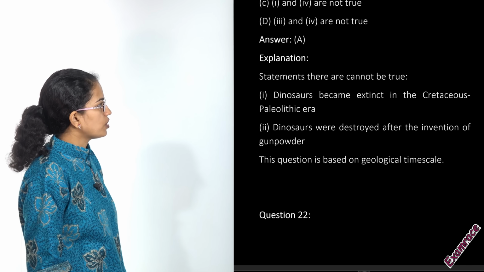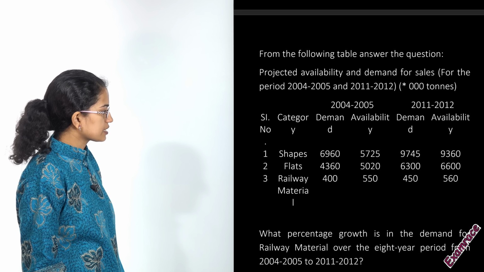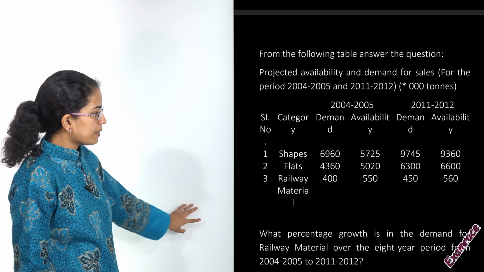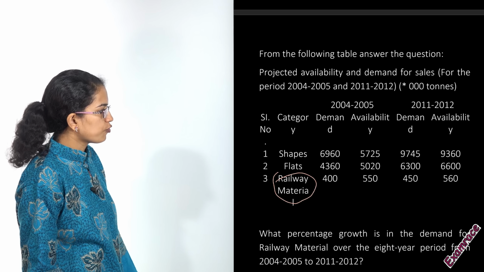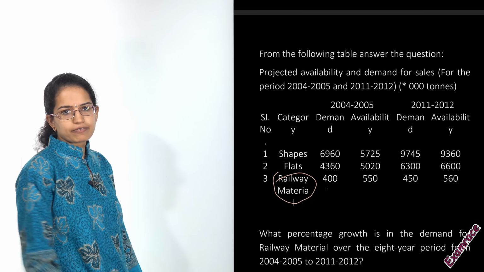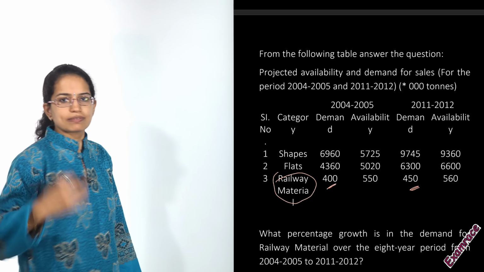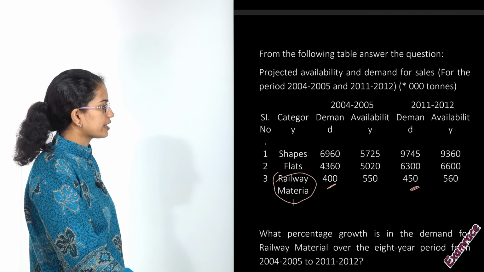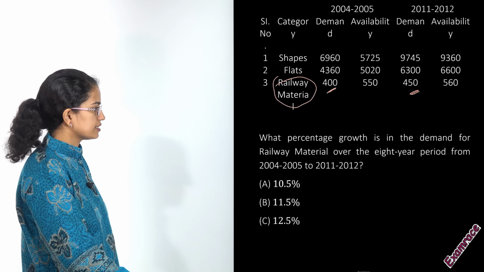The next question was, you had the demand and availability for various categories. The question is asking about railway materials, the percentage growth in the demand. So demand is 400 going up to 450. So 450 minus 400 divided by 400 into 100. So that's 50 by 400, that's 1 by 8. So 1 by 8 into 100 would be your right answer. So you have 12.5 as your correct answer.